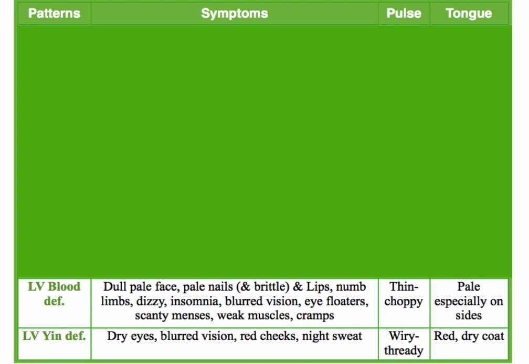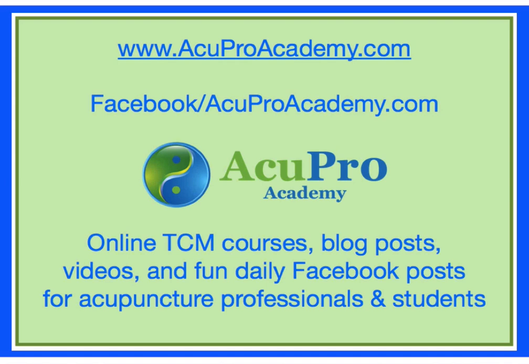So it's a thin, choppy pulse. Compared to blood stasis, which would be more of a choppy, wiry pulse, right? Because Qi stagnation leads to blood stasis. So a pale tongue, specifically on the side. And we said liver yin deficiency is the one that dries the eyes with blurred vision, the red cheeks, the night sweats, irritability, right? Probably insomnia as well, which we talked about earlier. And the pulse is thin or thready and wiry. And then the tongue is red with no coat or a very dry coat. So that's comparing. I hope the pattern differentiation was very helpful.